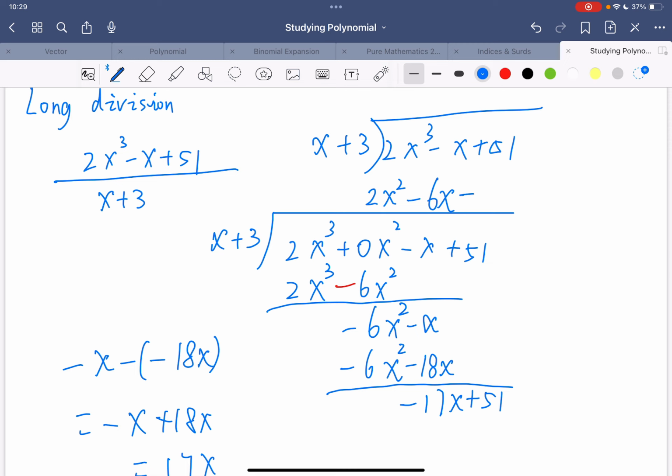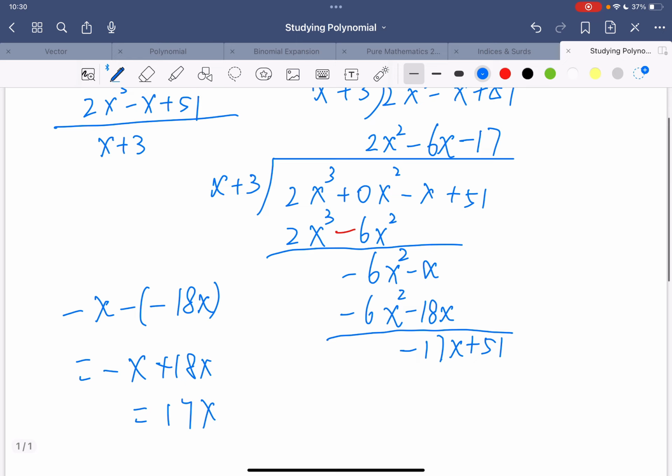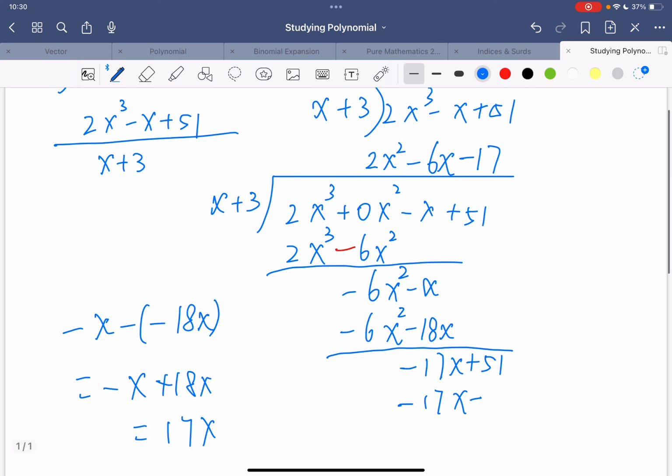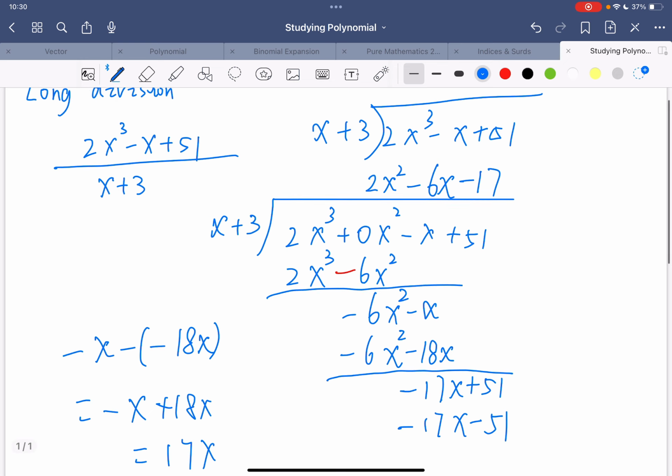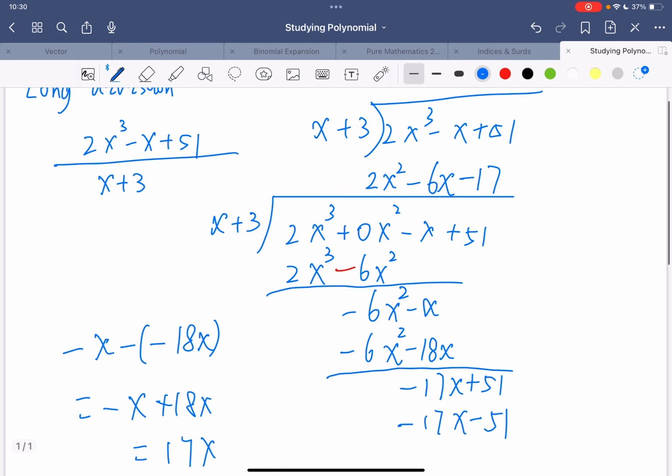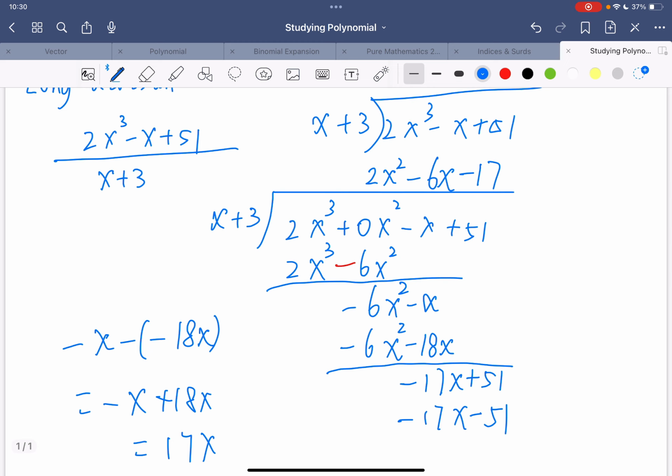And how can we do that? Plus or minus? It's minus, because we need to match the coefficient here. The coefficient is negative 17, so it's minus 17 equals negative 17. And minus 51. So I hope you guys can understand the procedures here.